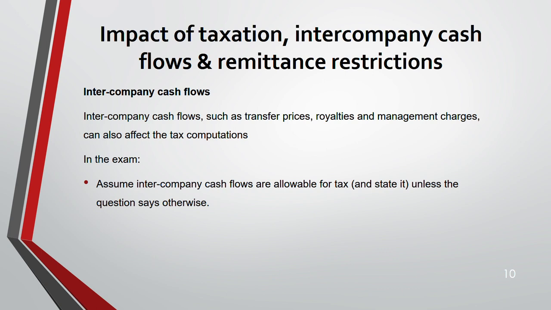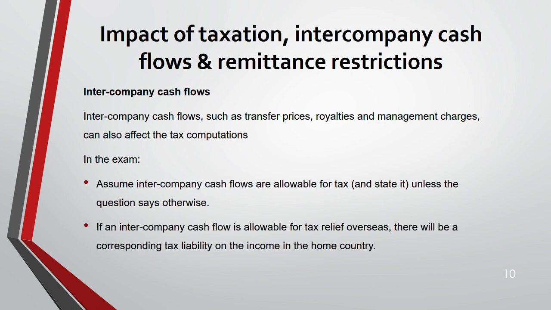Allowable tax means you have to deduct it. Tax has to be deducted from it. And if an intercompany cash flow is allowable for tax relief overseas, there will be a corresponding tax liability on the income in the home country. Remember, if you are getting tax relief overseas, you have to pay the tax in the home country. There will be a tax liability in the home country for that income.